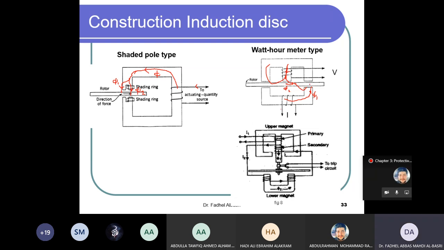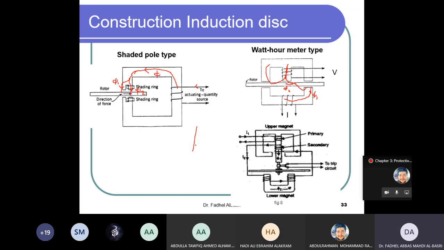So we have two fluxes that are not in phase. The flux from the voltage coil is different than the flux from the current coil, and you have two fluxes that are out of phase, and that will create a torque. And similarly, now suppose we don't have a voltage coil, we have just a current.